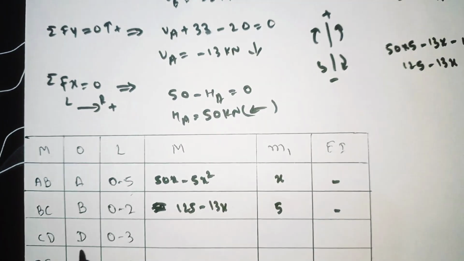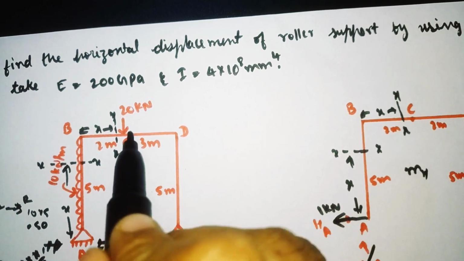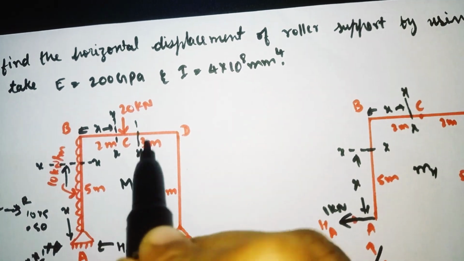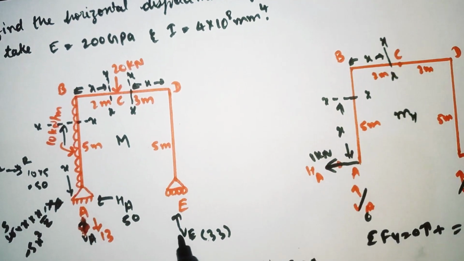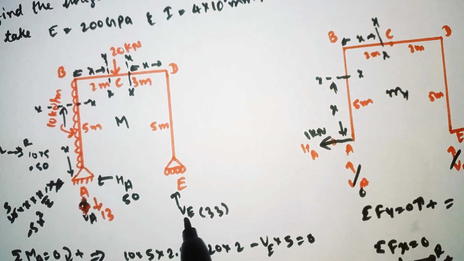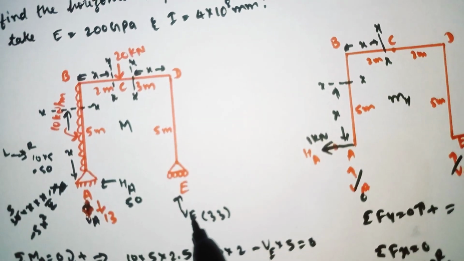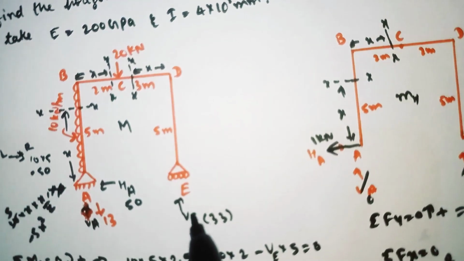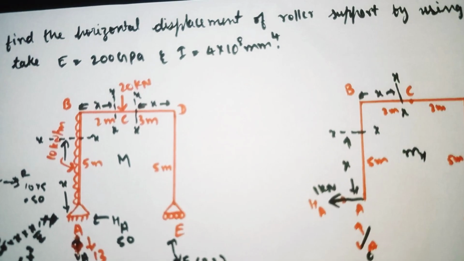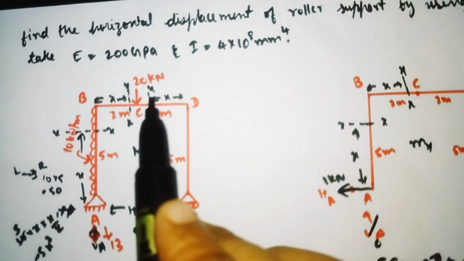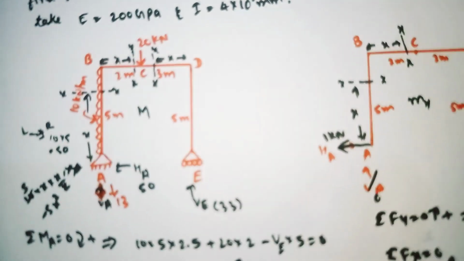Similarly for CD, I have taken the origin as D. It means our section will come here, at a distance of x. So here V is moving. At what distance it is moving, we always need to see the perpendicular distance. The perpendicular distance of V is x. It is also moving upward, so we need to take the positive. So V into x. V has an intensity of 33, so 33 into x is our answer.